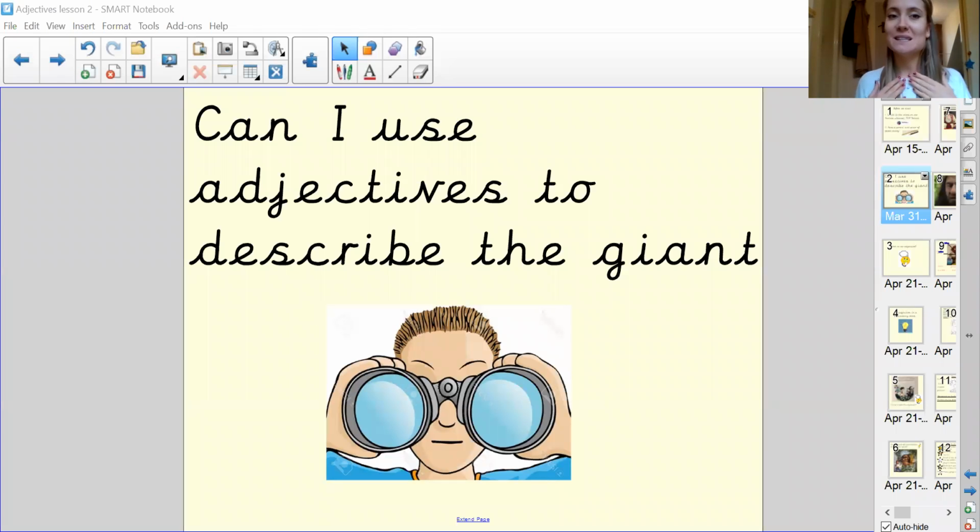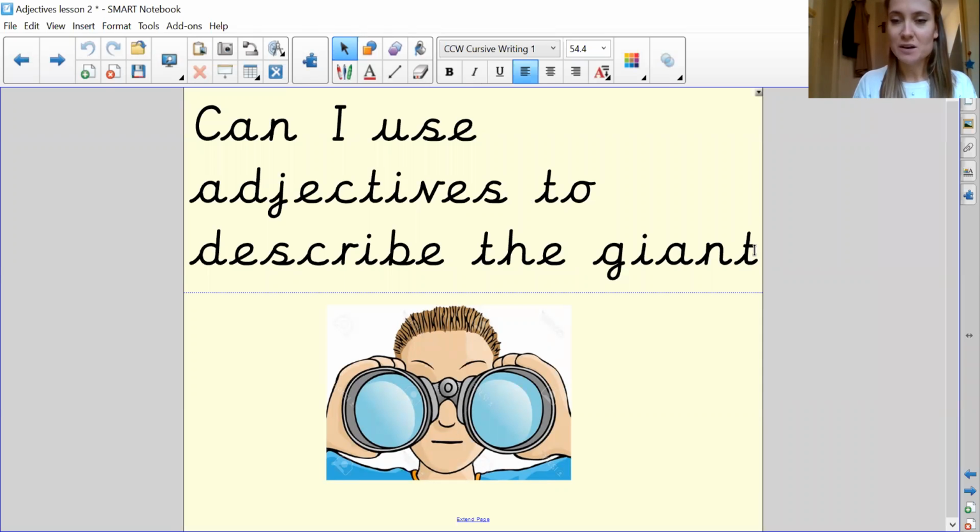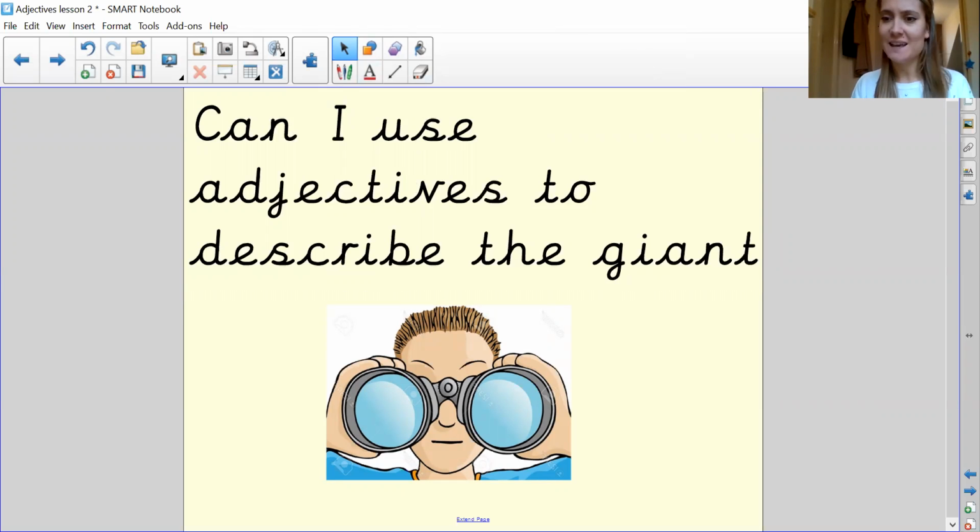So let's read our objective together. So my turn, then your turn. So can I use adjectives to describe the giant? Fantastic. And it's supposed to have a question mark on the end there because it is a question. That's right. I don't know where that question mark's gone. Oh, it's there hiding. So anyway, can I use adjectives to describe the giant? Fantastic. So what's an adjective, I hear you say?